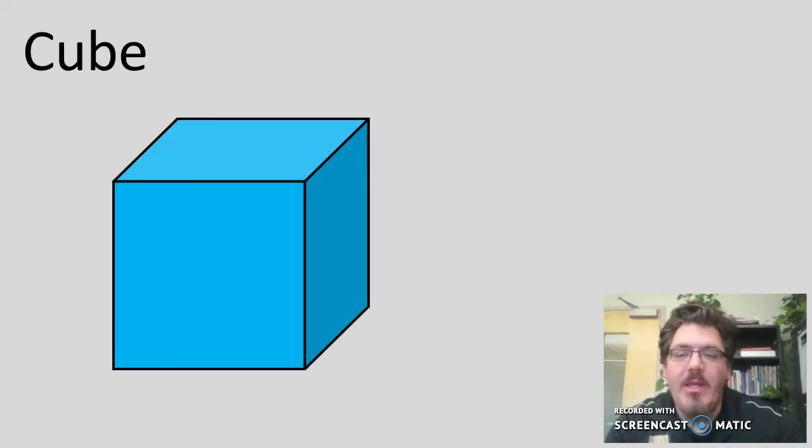The shapes that we just discussed were all flat, two-dimensional figures. There are also some three-dimensional figures that kindergarten students should recognize. The most basic three-dimensional solid is a cube. A cube is basically the 3D equivalent to a square.